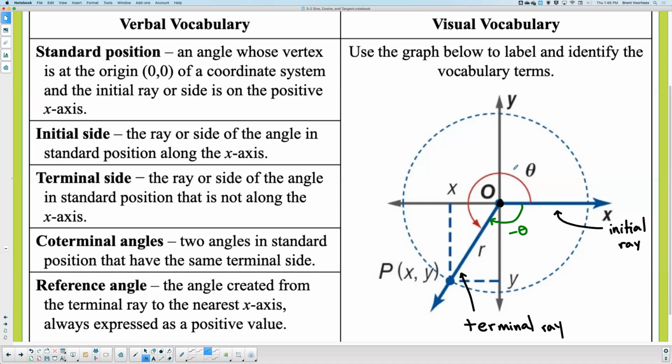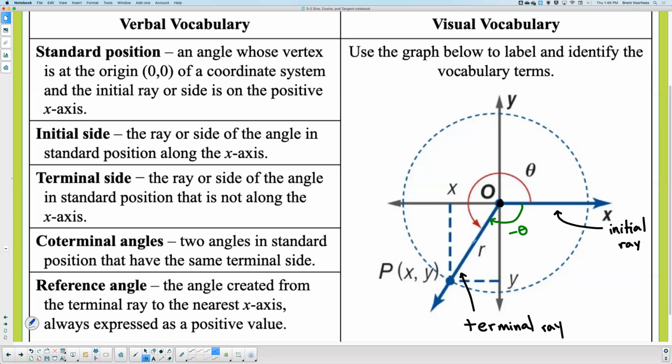But the angles themselves go either a different direction or maybe they make multiple loops around the circle before they end their location. Okay? Finally, reference angle. This is extremely important to you. What is a reference angle? A reference angle is the angle from the terminal ray to the nearest x-axis.